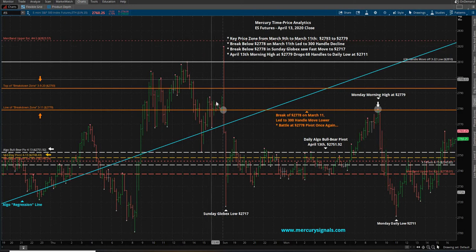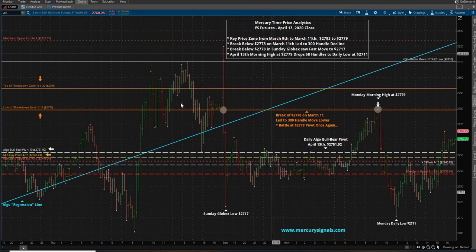So what did we see Sunday night? You had this crazy open that moved up to 28.20, and it hit one of our regression lines up at that price, but it immediately rejected. Now where it broke is right here at 27.79. You pull the chart back to March 9th to 11th, you can see that key area.